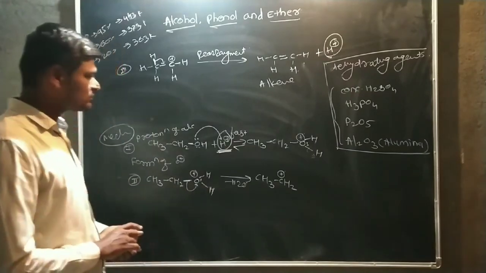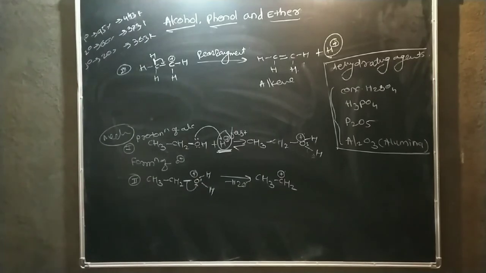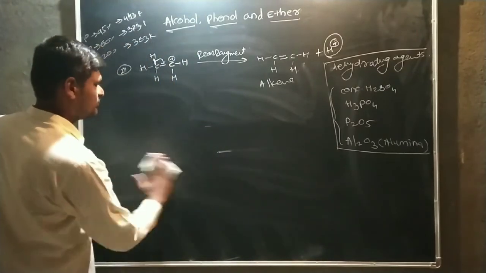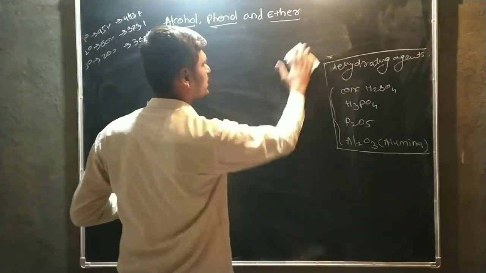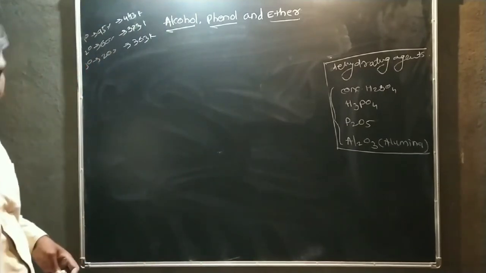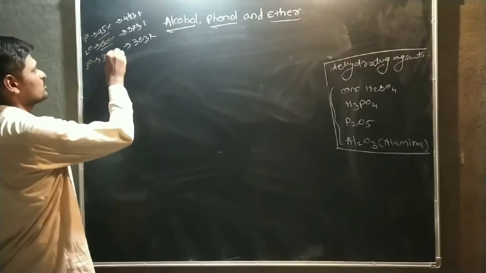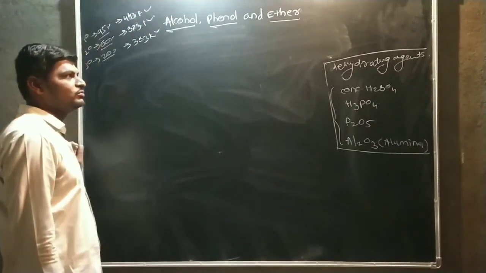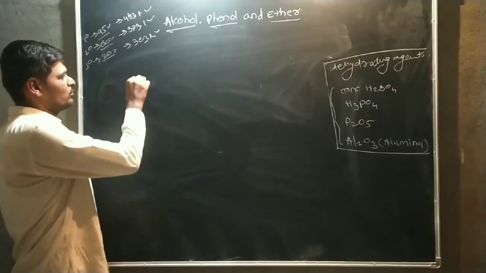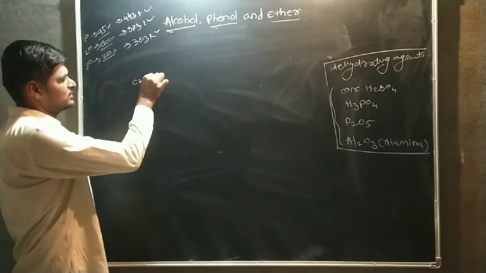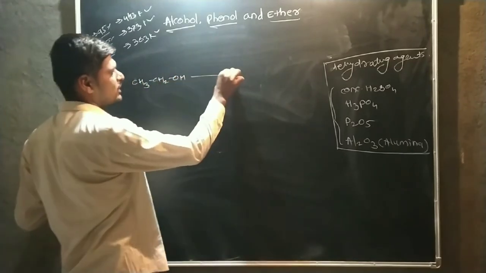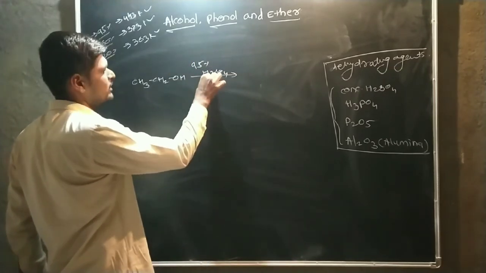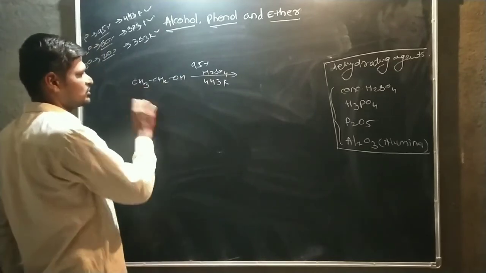In this reaction we consider primary alcohol, secondary alcohol and tertiary alcohol. Depending on which type of alcohol, we use a different concentration of H2SO4 as well as a different temperature. Here we consider CH3CH2OH. It undergoes the dehydration reaction using 95% H2SO4 at 443 Kelvin, and there is elimination of a water molecule.